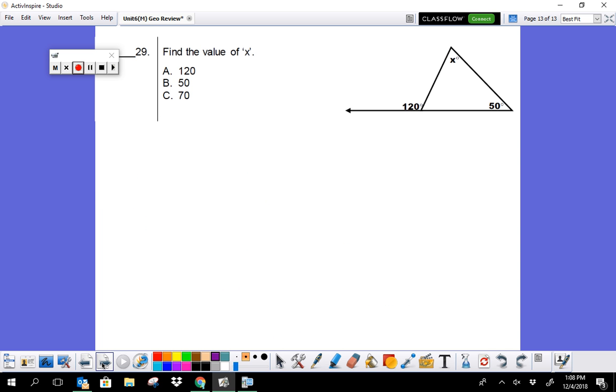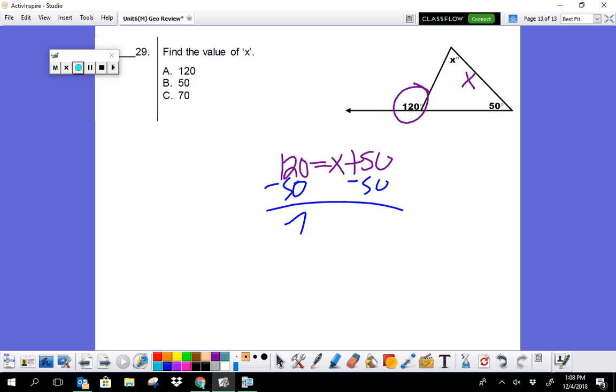And then last problem, 29, find the value of x. This is remembering the exterior angle theorem, where the exterior angle equals the two interior angles that are not attached to it. So I'm going to do 120 equals x plus 50. I'm just going to solve this. So subtract the 50. So you have 70 equals x.